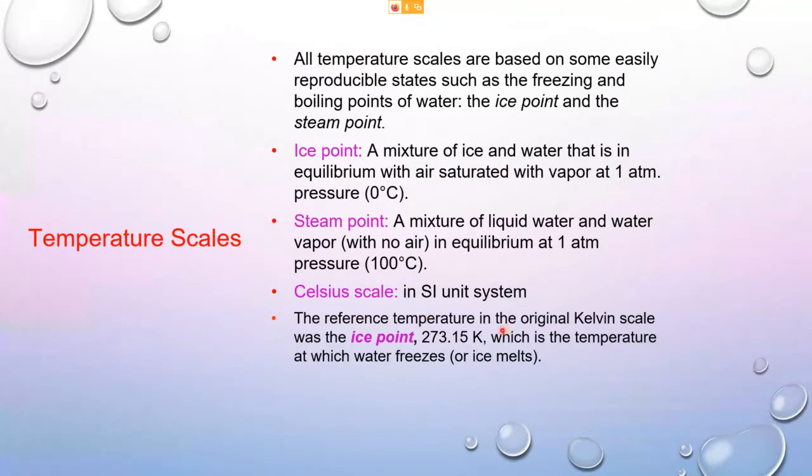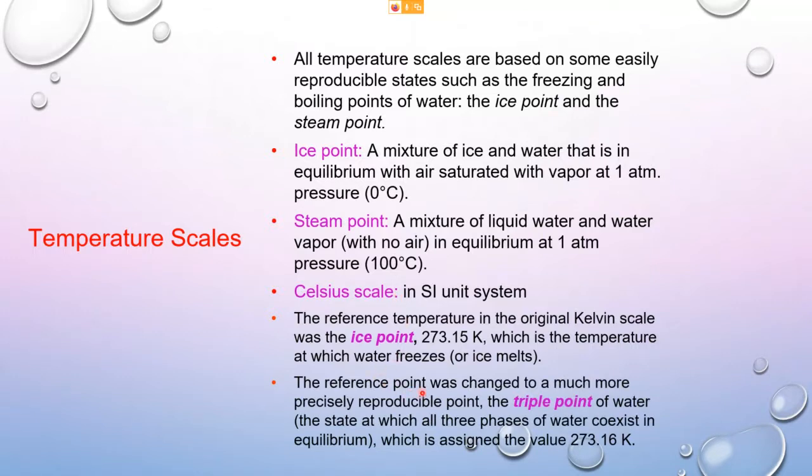So the reference temperature in the original Kelvin scale was ice point, 273.15 Kelvin. So for temperature degree C to Kelvin, okay, for ice point, the temperature is 0 degrees C. But if you want to get to Kelvin, you take 0 degrees C plus 273. We always ignore the 0.15. We can add 273 to 0 degrees C to convert it to Kelvin, that is 273, okay? So for boiling, you have to take 100 plus 273.